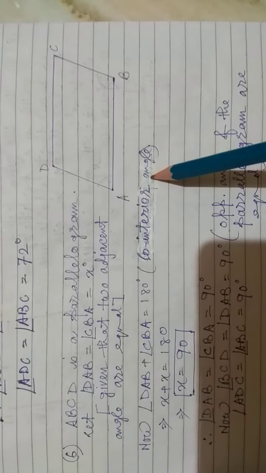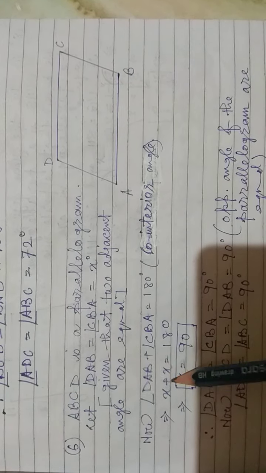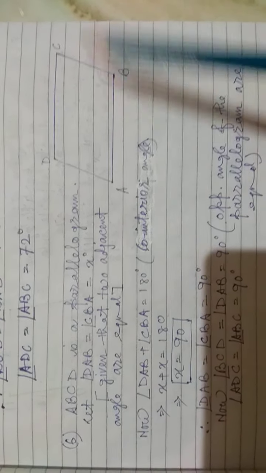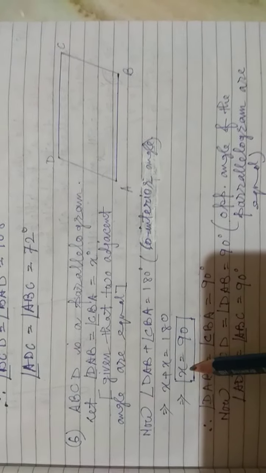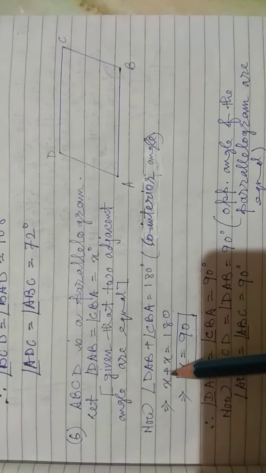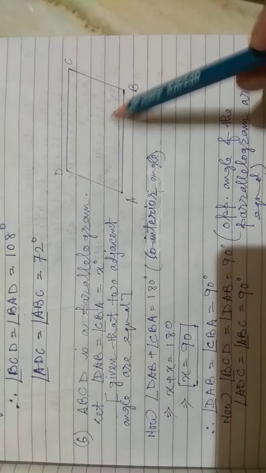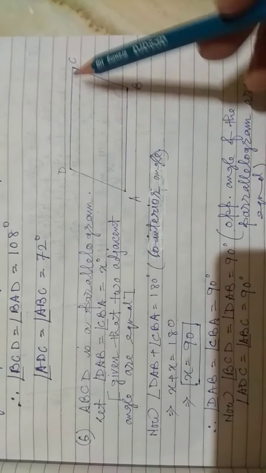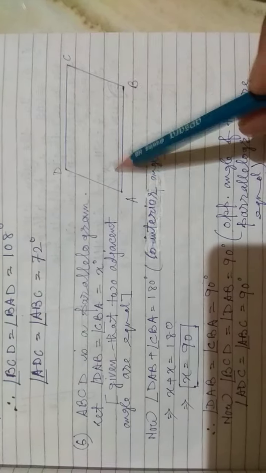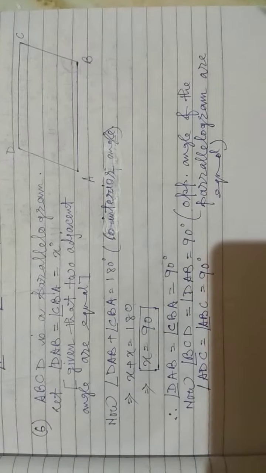So co-interior angles: x plus x equal to 180 degree, so x equal to 90. And also these two angles are equal, 90 degree, and opposite angles are also equal since it is a parallelogram. So all the angles are 90 degree.